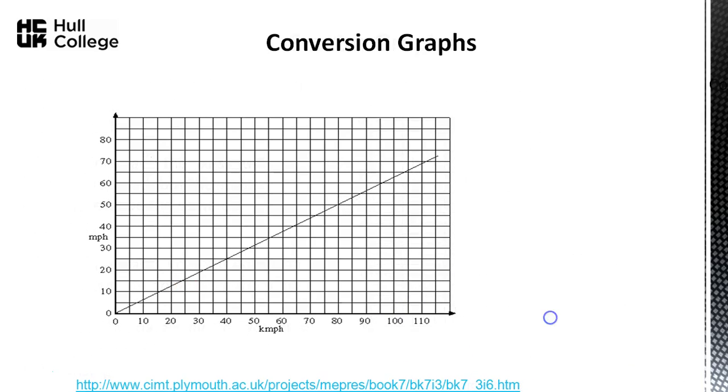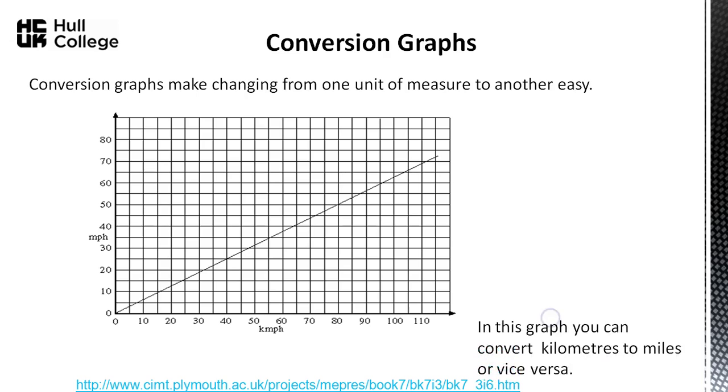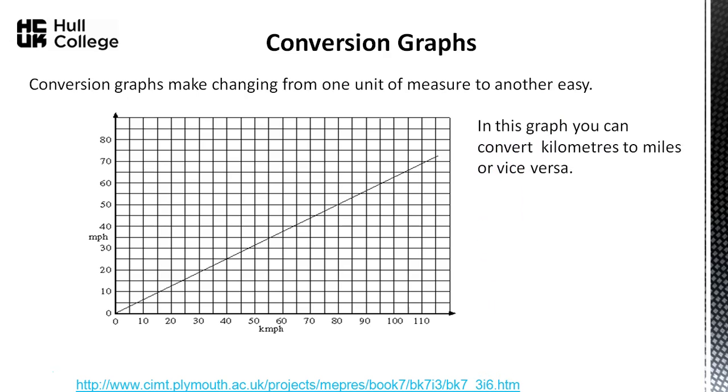Conversion graphs. Conversion graphs make changing from one unit of measure to another easy. In this graph, you can convert kilometres to miles or vice versa. So to find out how many kilometres per hour 40 miles an hour is, you draw the line across until it meets the line in the centre, and then down, and you can read off the bottom 64 kilometres per hour.